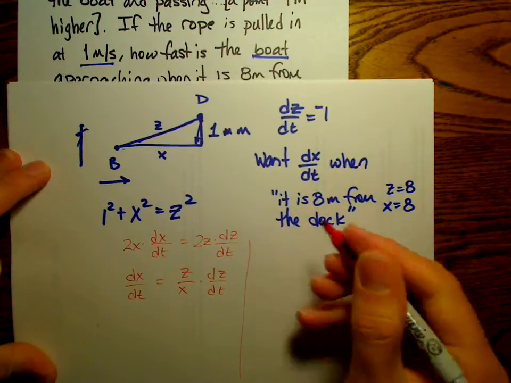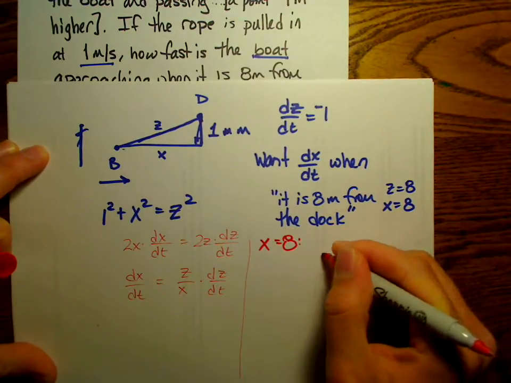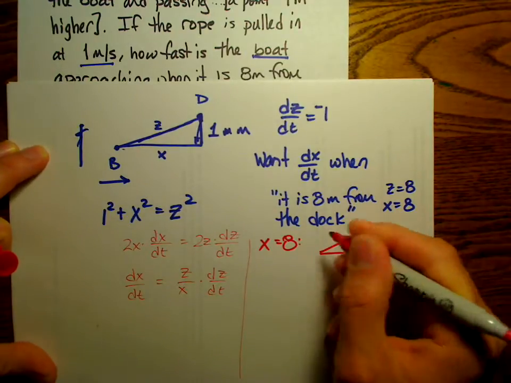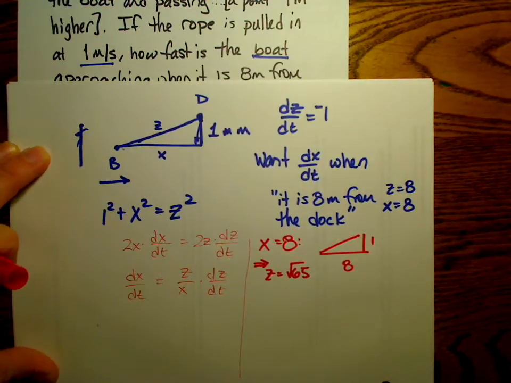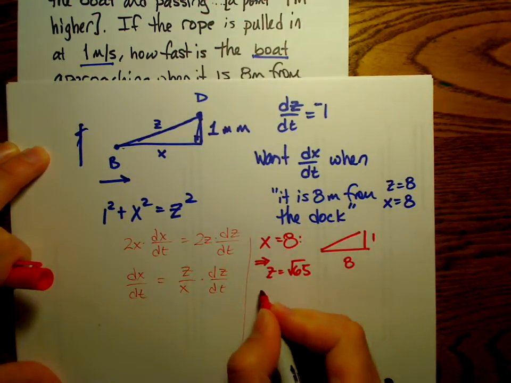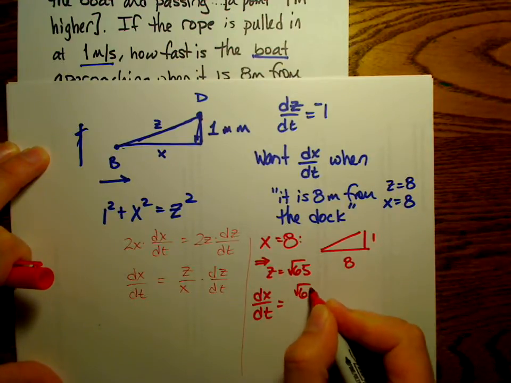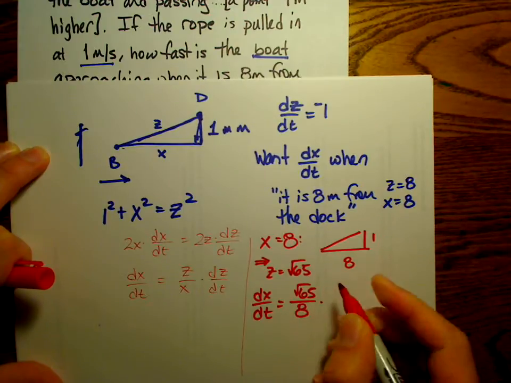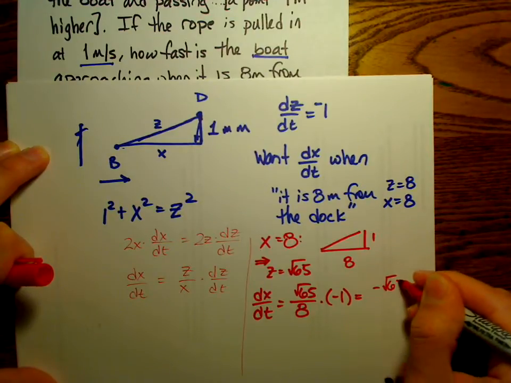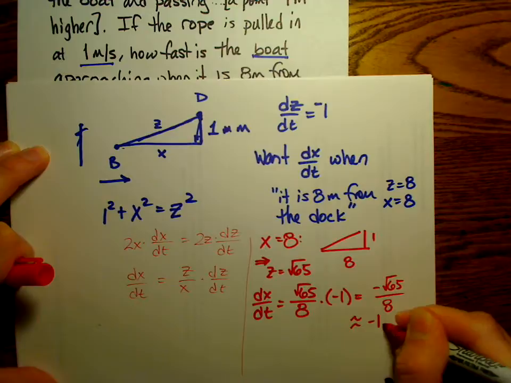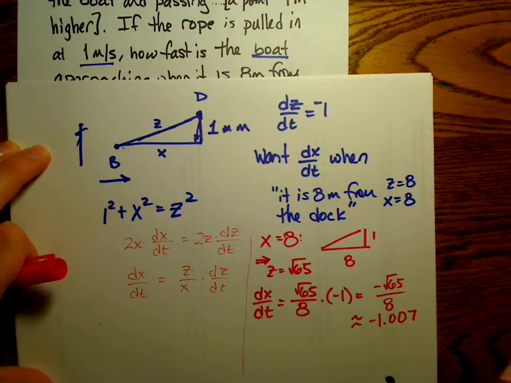Make this a little bit bigger. So when x is 8, for that interpretation, we're looking at 1, 8, and so our z is square root of 65. And so that would make your dx/dt be z is square root of 65, x is 8, dz/dt is that -1, and so you get negative square root of 65 over 8, which is about negative 1.00, some ridiculously tiny number, different from 1, negative 1.7, blah, blah, blah.